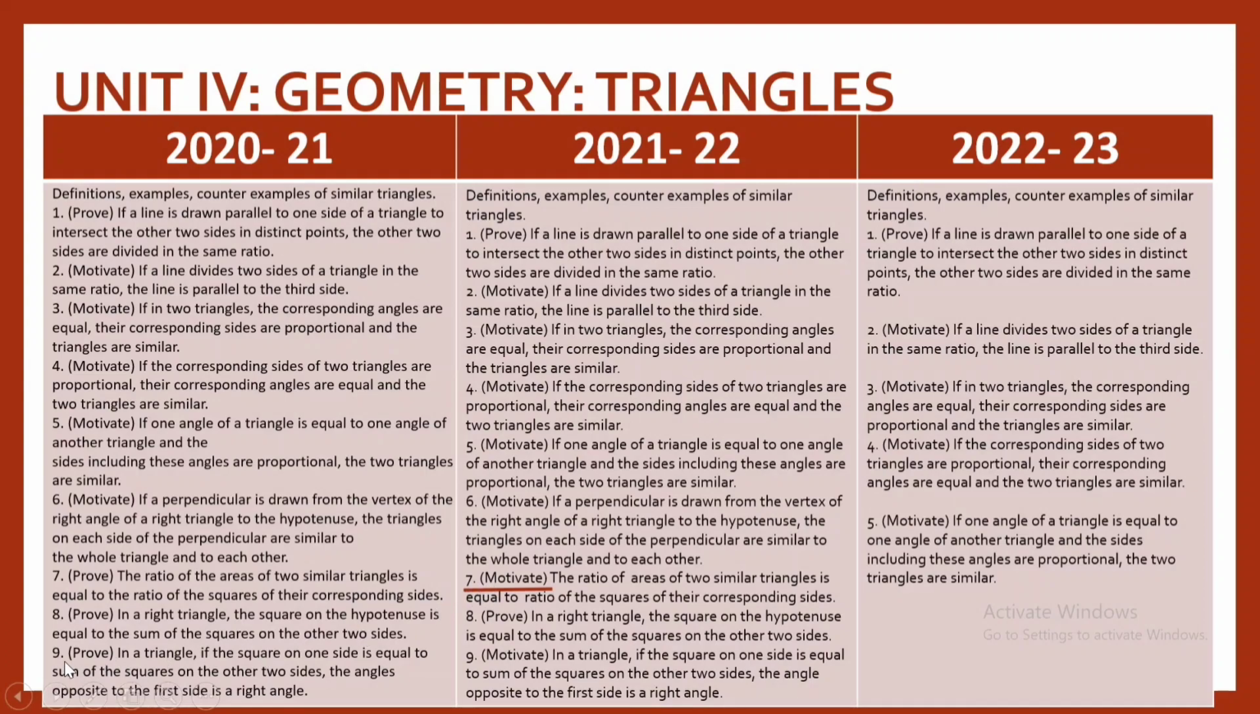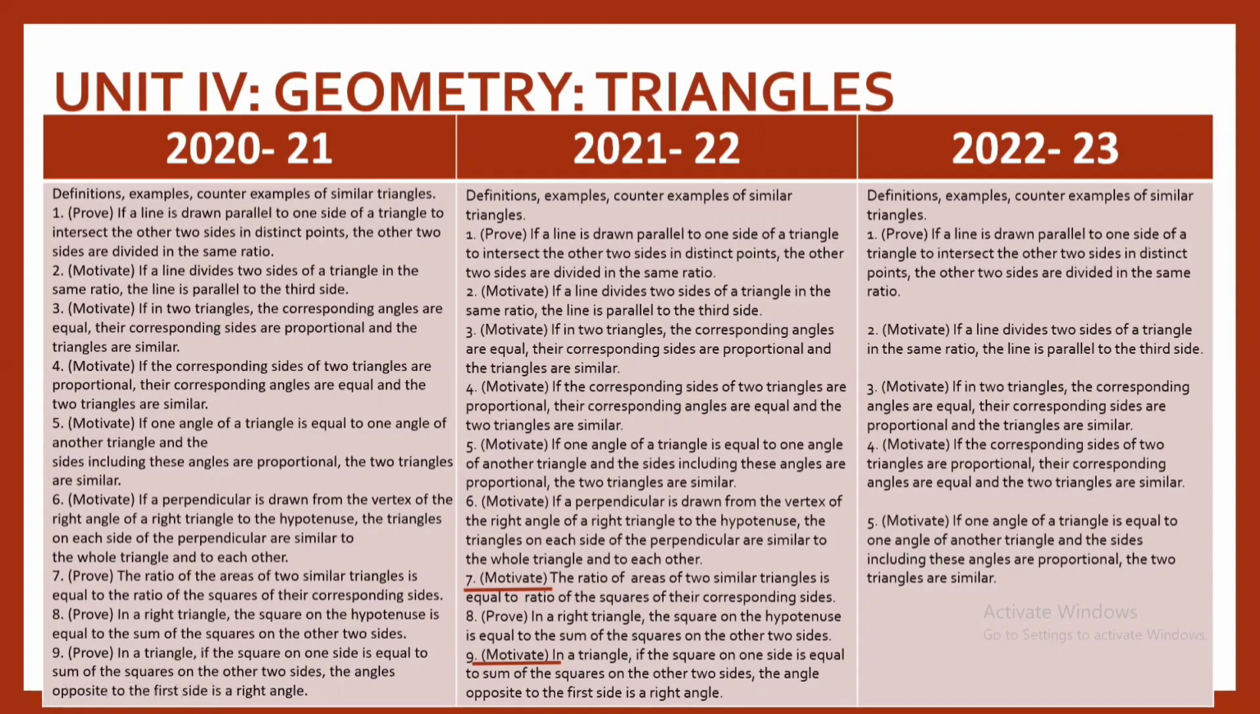Again, the 9th point, if you see here also, it was prove the converse of Pythagoras theorem. This was to be proved in the session 20-21, but in the session 21-22, you are getting motivate here. Can you see the word motivate written here? So motivate means that the proof is not to be done, but yes, the applications are to be done, application of this theorem will be there.